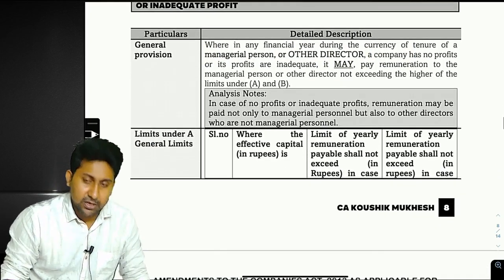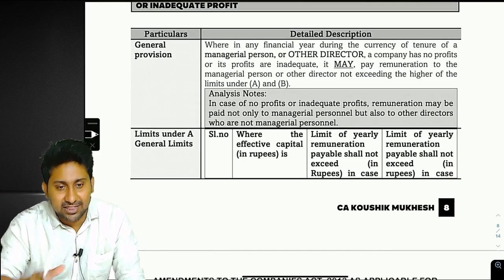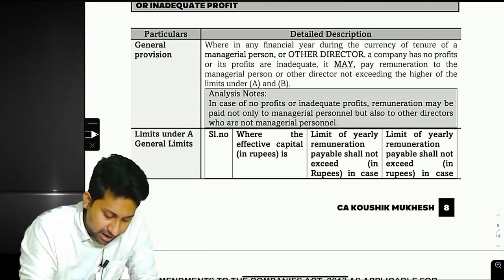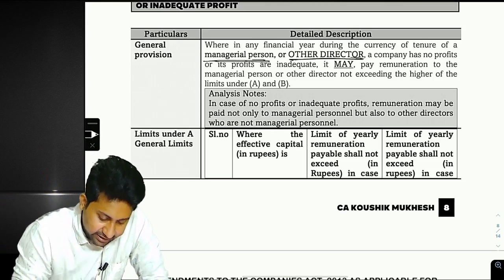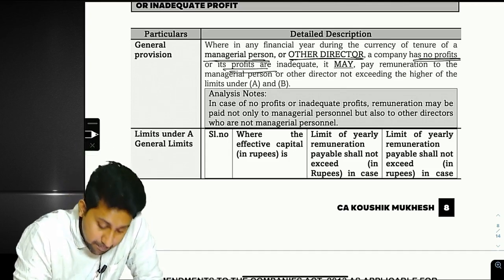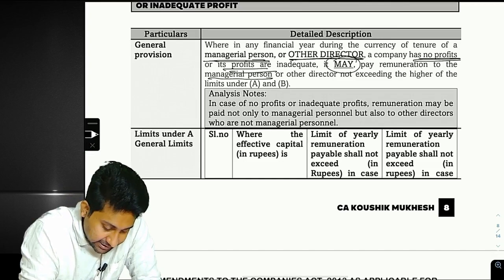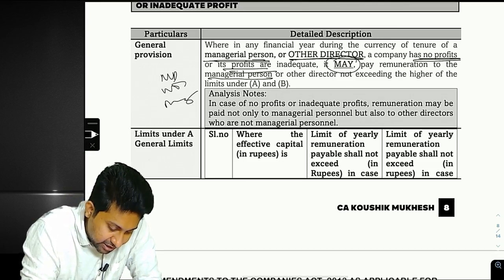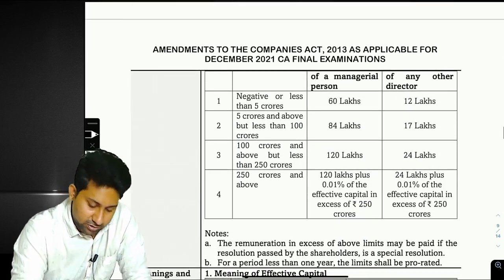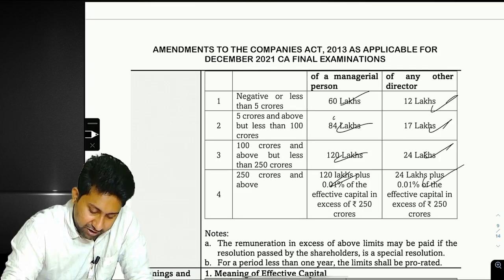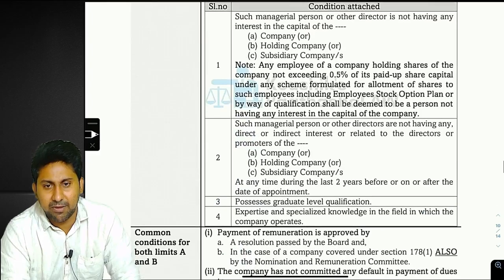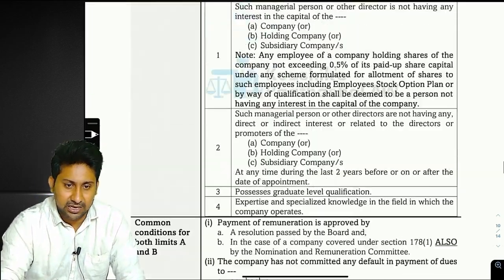Amendment-wise, everywhere in Schedule 5 they added "other director", that's the amendment. In any financial year during the currency of the tenure of a managerial person or other director, if a company has no profits or its profits are inadequate, it may pay remuneration to a managerial person being managing director, whole-time director and manager, or other director, not exceeding the limits. Previously the limits were 60, 84, 120. Now they added 12, 17, 24 and 24 plus so and so. That's all, amendment over. Only on this have amendments come. Nothing else is amended other than this.